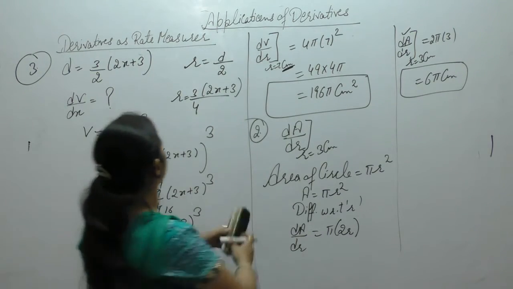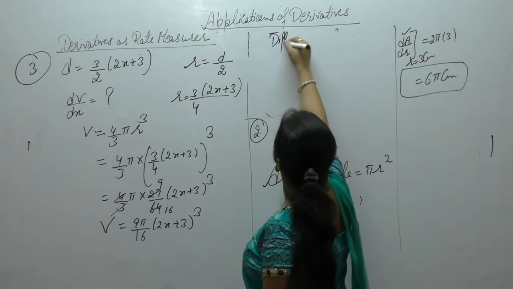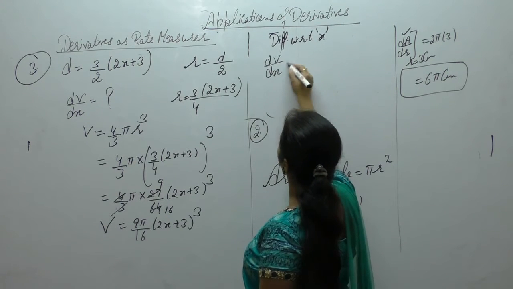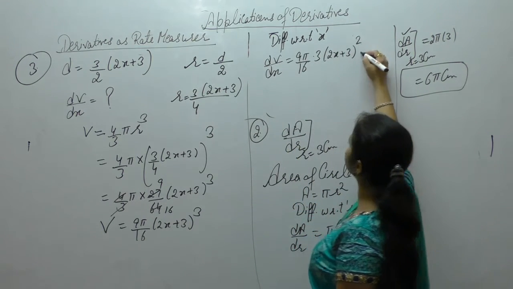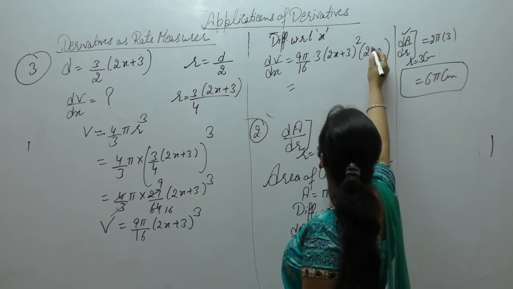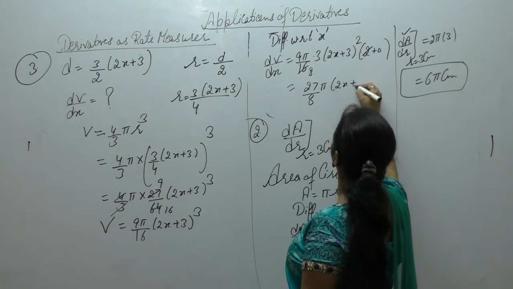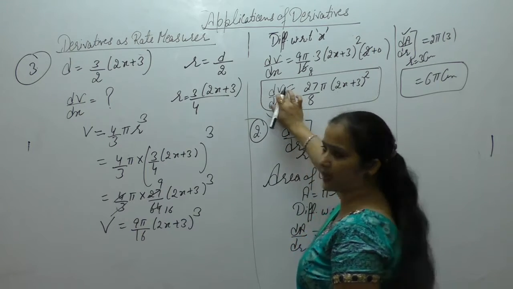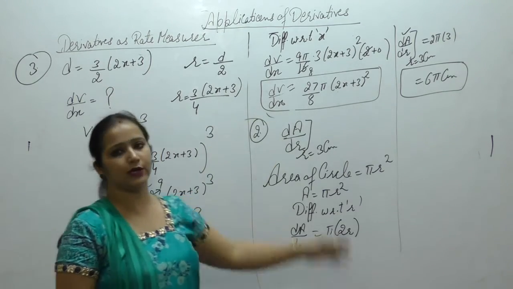Now we want to find dV upon dx. Now differentiate it with respect to x. dV upon dx is 9 pi by 16 into 3 (2x plus 3) whole square. Then derivative of 2x is 2 and 3 is 0. So what we get? 27 upon 8 pi (2x plus 3) whole square. This is value of dV upon dx. The unit is not given, so what will be the unit? Square units.